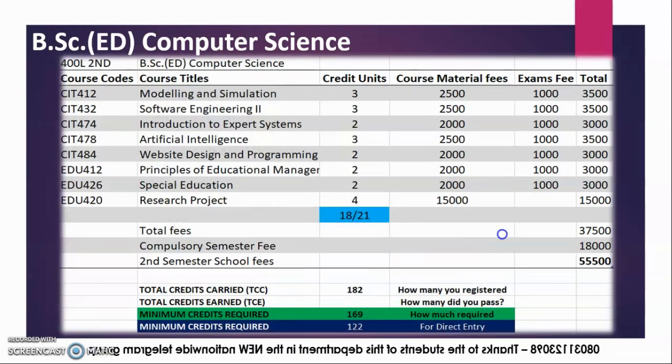And here comes your graduation semester, your 400 level second semester. You are rounding up, and here's your project, 4 credit units, 15,000, and you don't register it for exams. Other ones are calculated the same way, and that amounts to 37,500 with your compulsory fee of 18,000, and you have a total of 55,500.